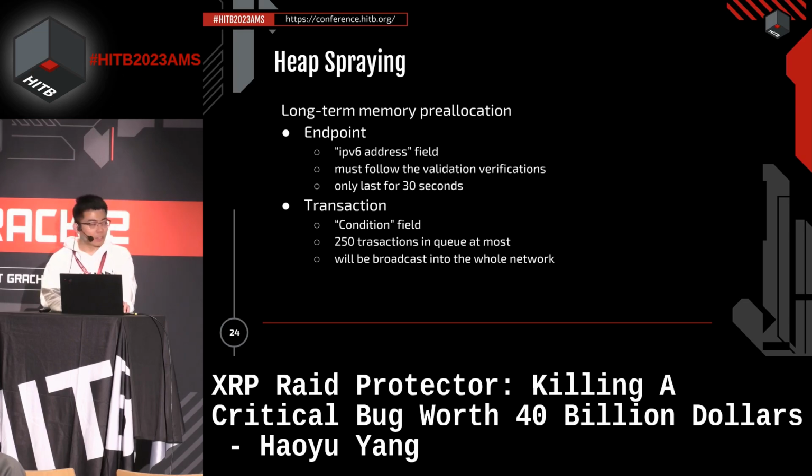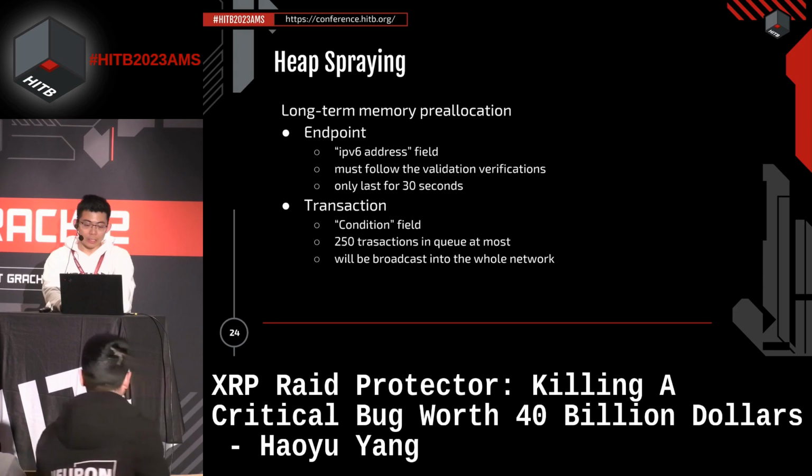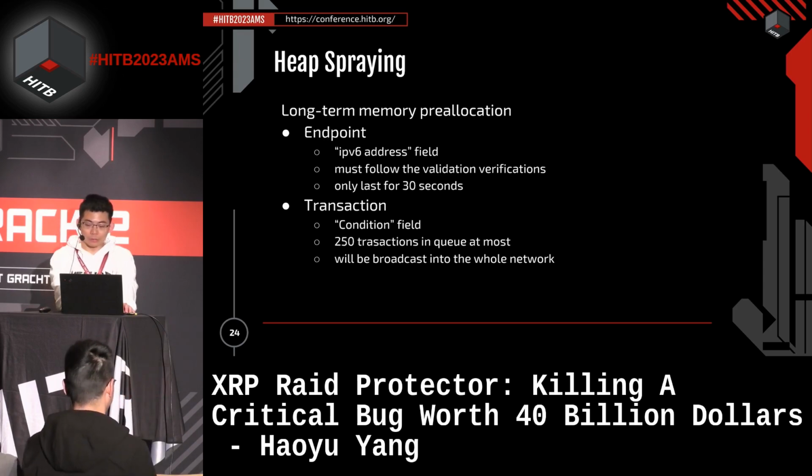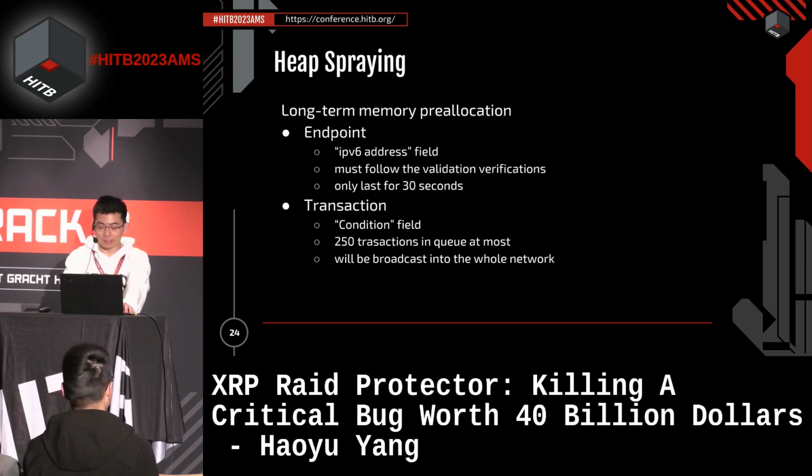As for the transaction object, there is a condition field which can hold arbitrary bytes. The node server will only store 250 transactions at most, pending to be parsed. And if you are considering using real valid transactions to do the heap spraying, you should remember that your transactions will be broadcast to the whole network, which may lead to unpredictable behaviors.